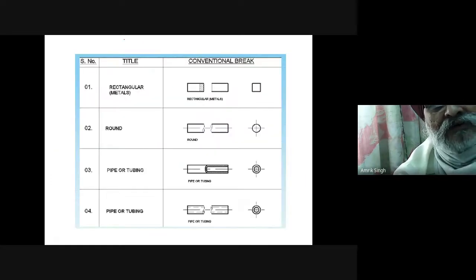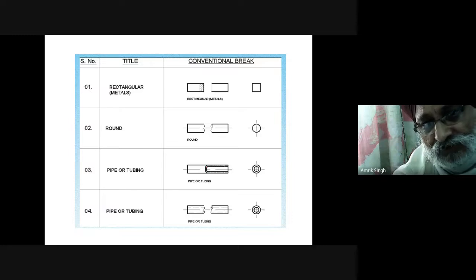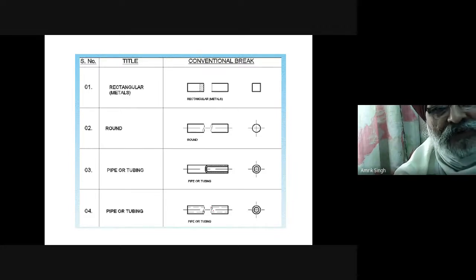Now, conventional rectangle, for showing the rectangle, we use this. For showing the rounds, we use this symbol. For showing a pipe or tube, we either use this or this. Then pipe and tubing. Okay. So either when we cut it, we show it like this or we cut it like this. Okay. So you should be able to draw all of these. So I will give you a sheet of this, and you will draw using its help.